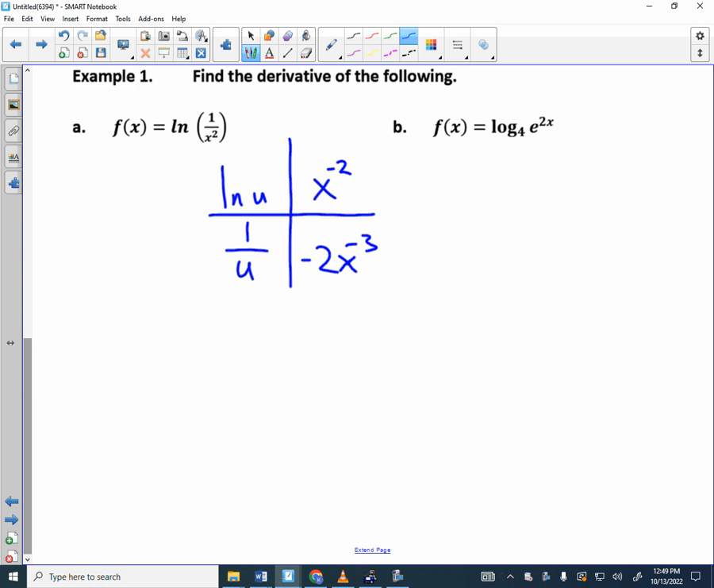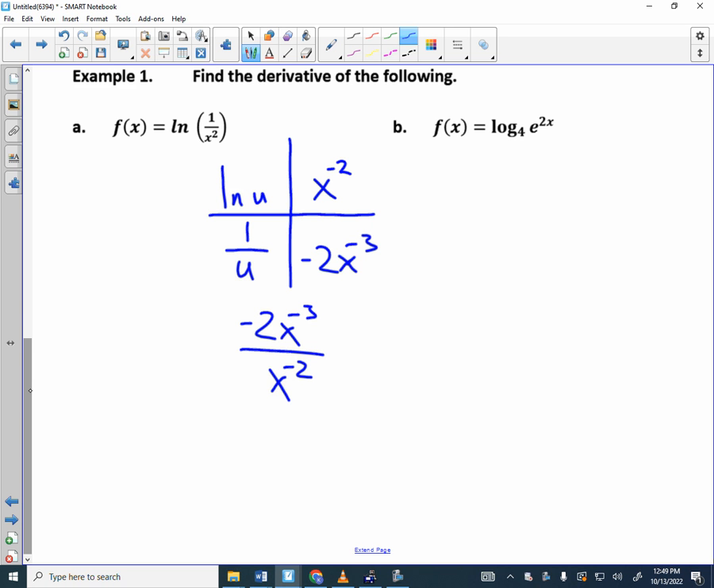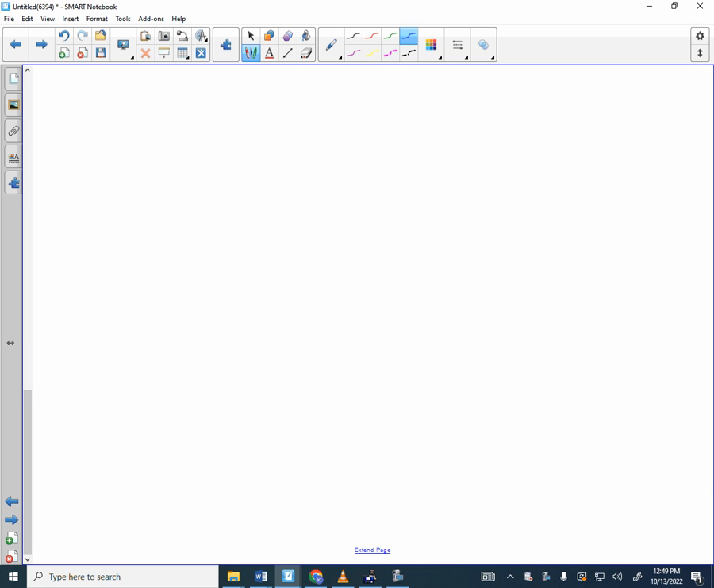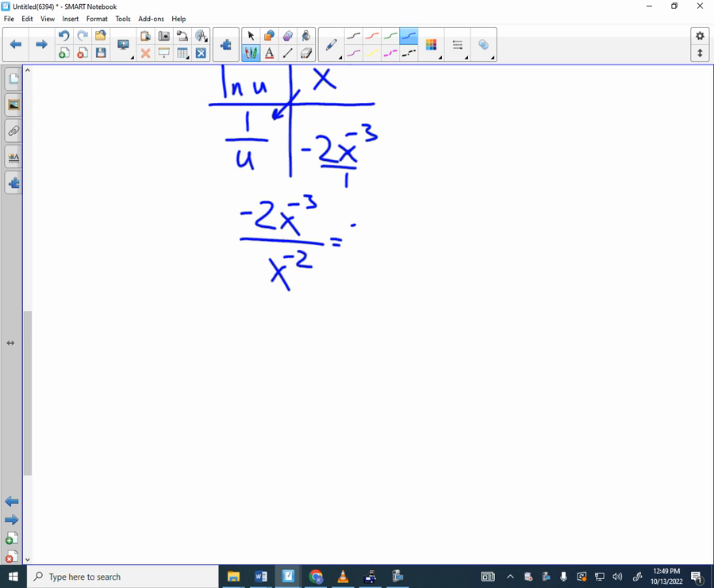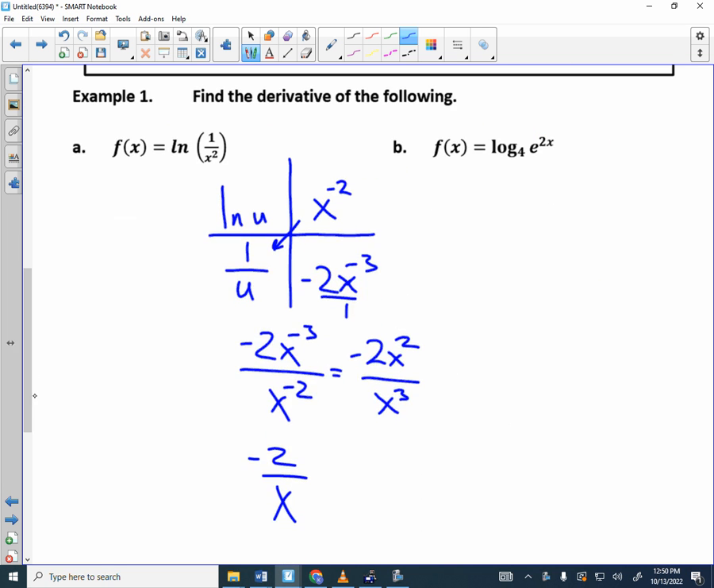When I take that derivative, I get negative 2 x to the negative 3rd over x to the negative 2. Is everybody convinced that that's what I get? Now, if we want to simplify that, we're going to have to move our exponents. So this would be negative 2x squared over x cubed. I had to move the one at the top to the bottom, and the one at the bottom to the top. And so this simplifies to negative 2 over x. That's the derivative, because the derivative of natural log of x is 1 over x. Better? Okay.